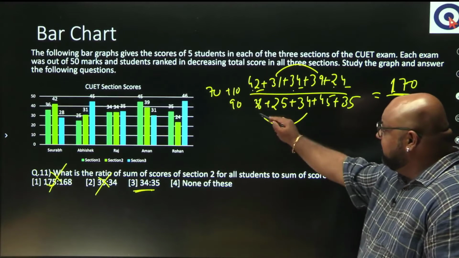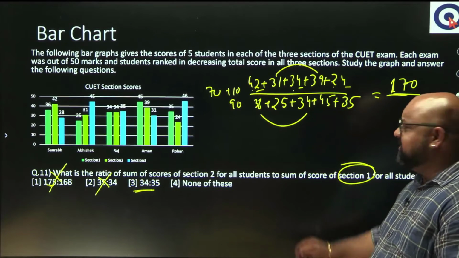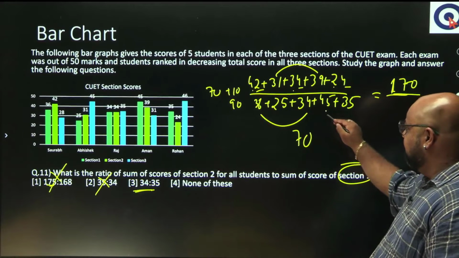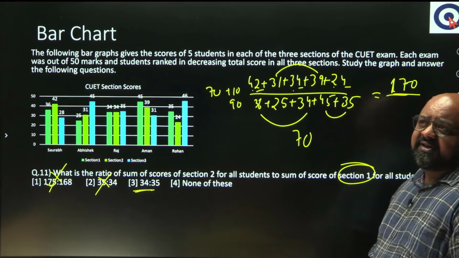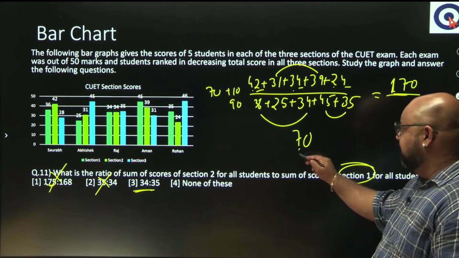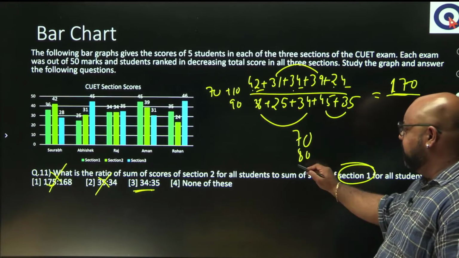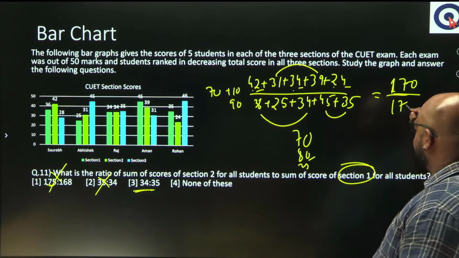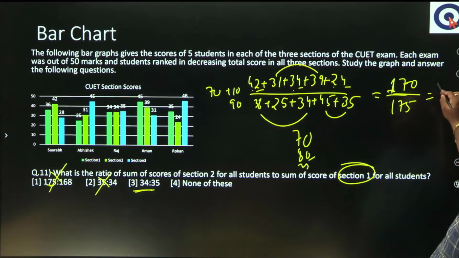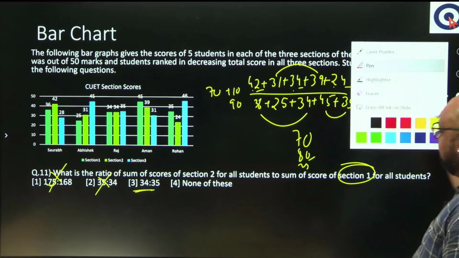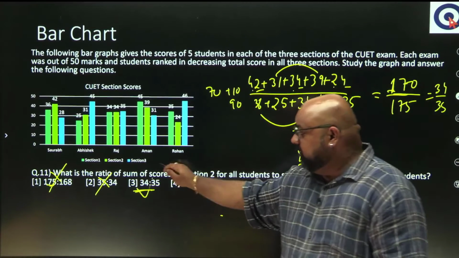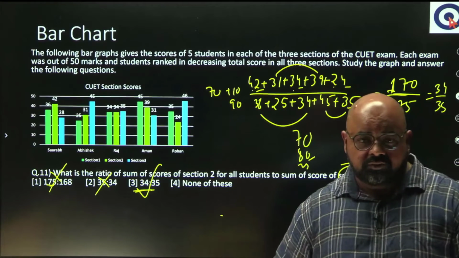I add 34 and 36, 70. I add 45 and 35, 80, 150. 150 plus 25 becomes 175. So 170 by 175, divided by 5, you'll get 34 by 35 as your required value. Simple.